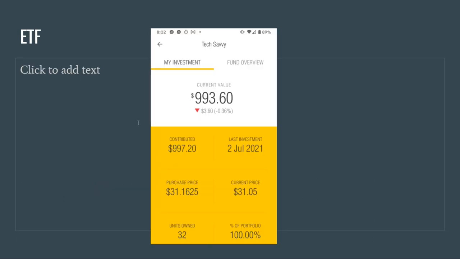The ETF side of things, this is a quick snapshot of the first month of what it shows. So I purchased 32 units at $31.16, which gives a total price of $997.20. That's pretty straightforward.